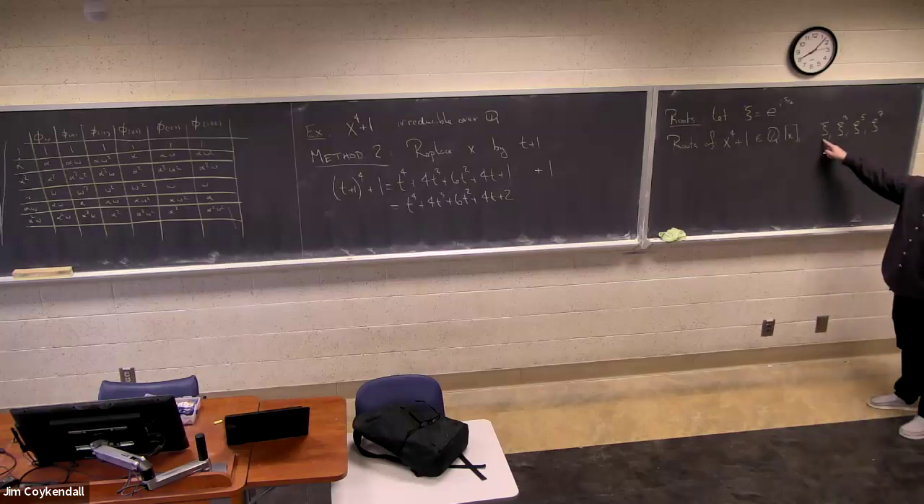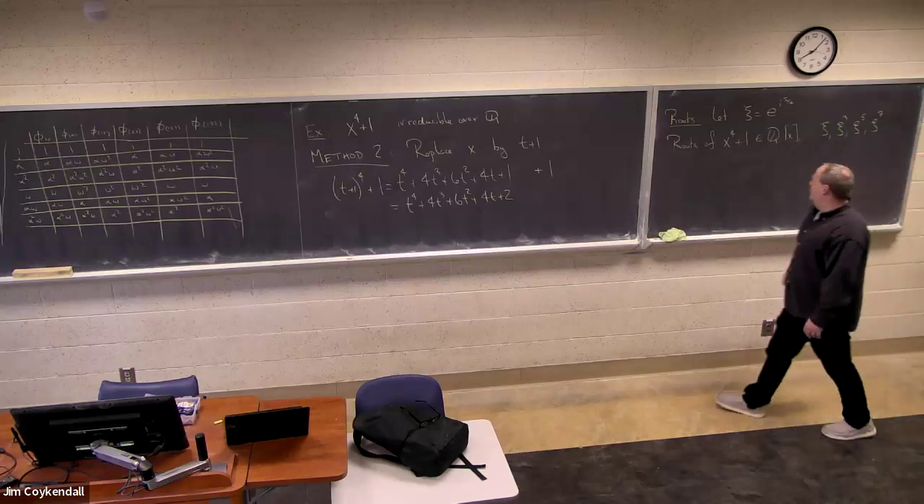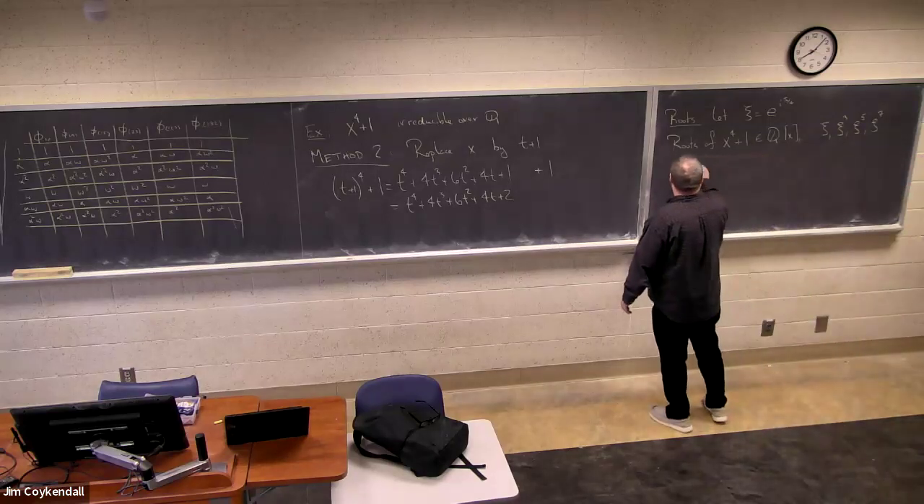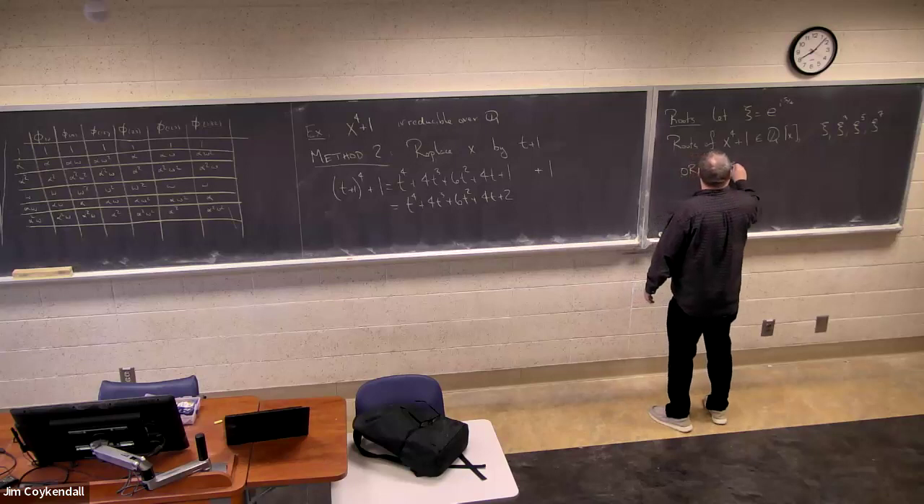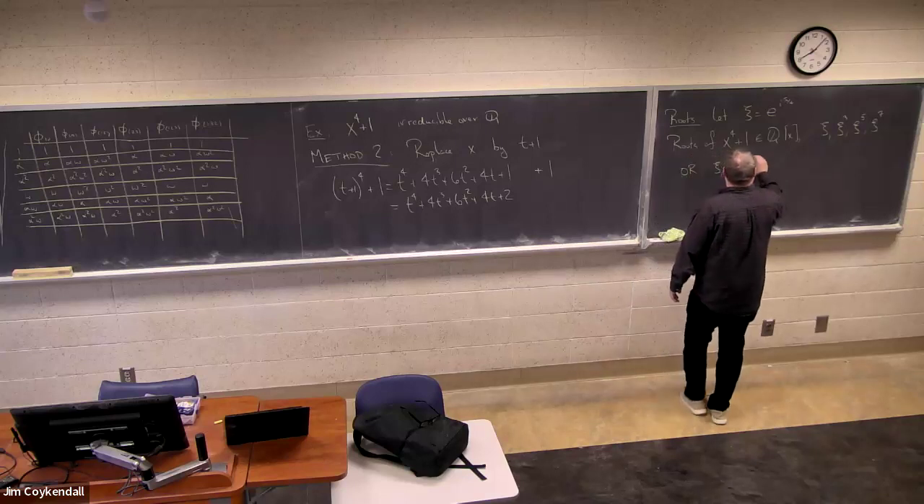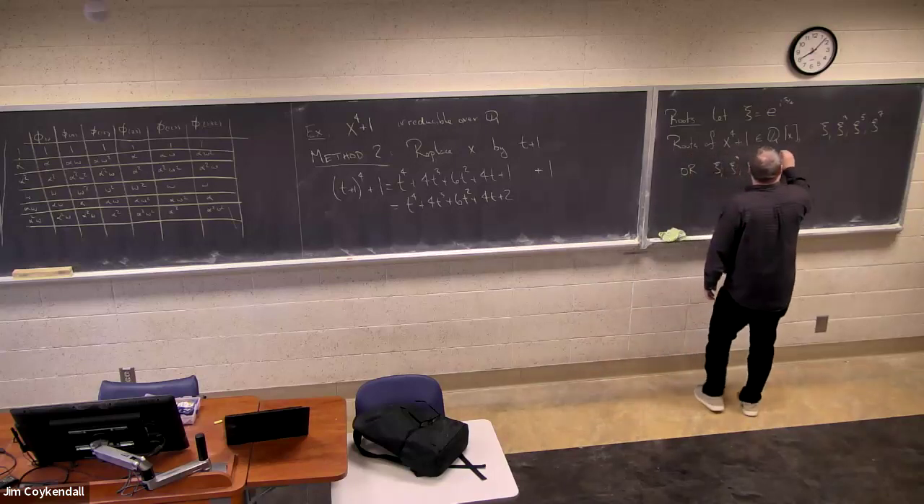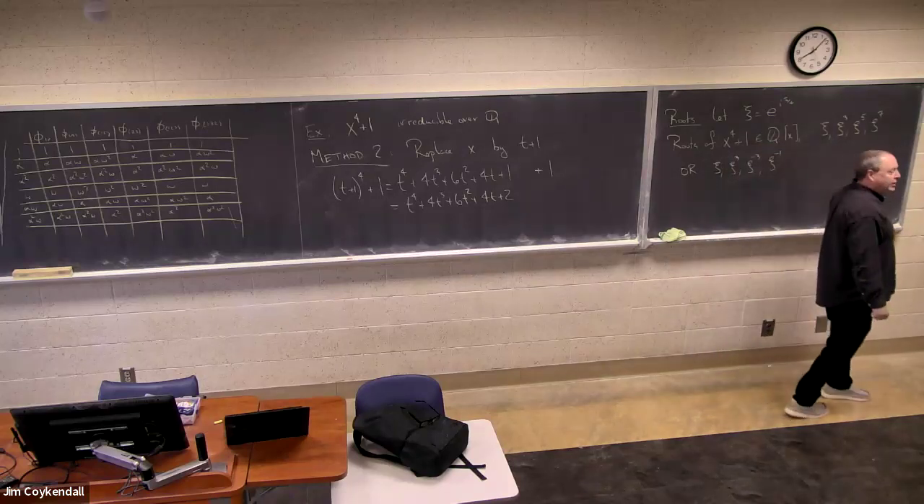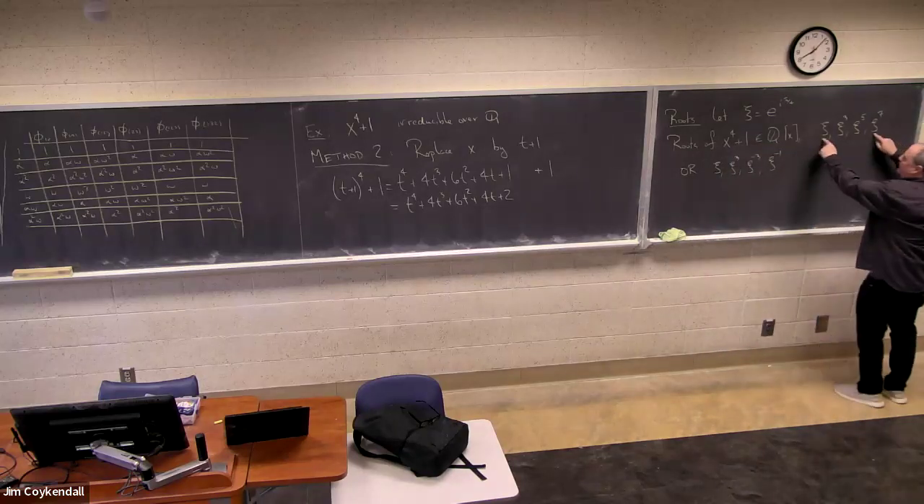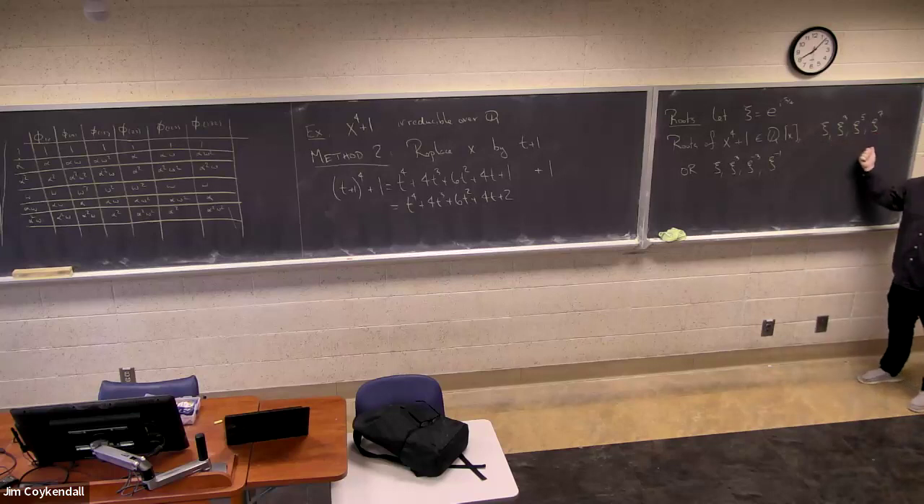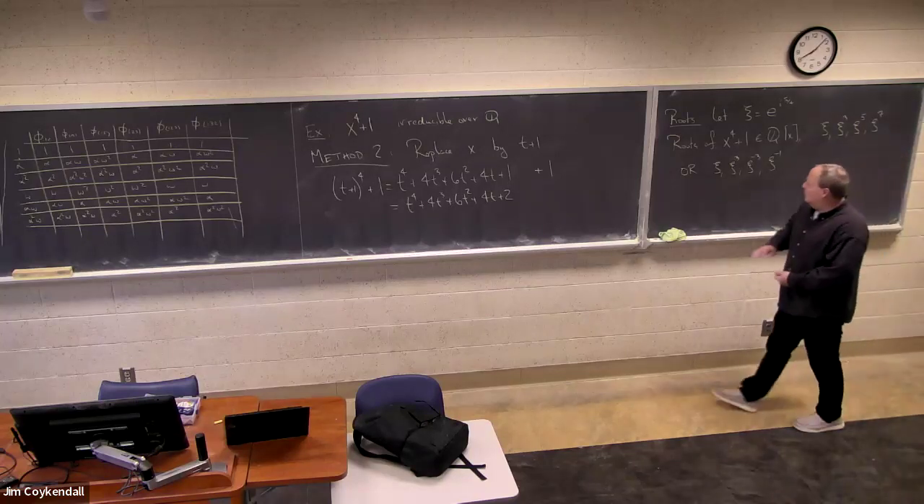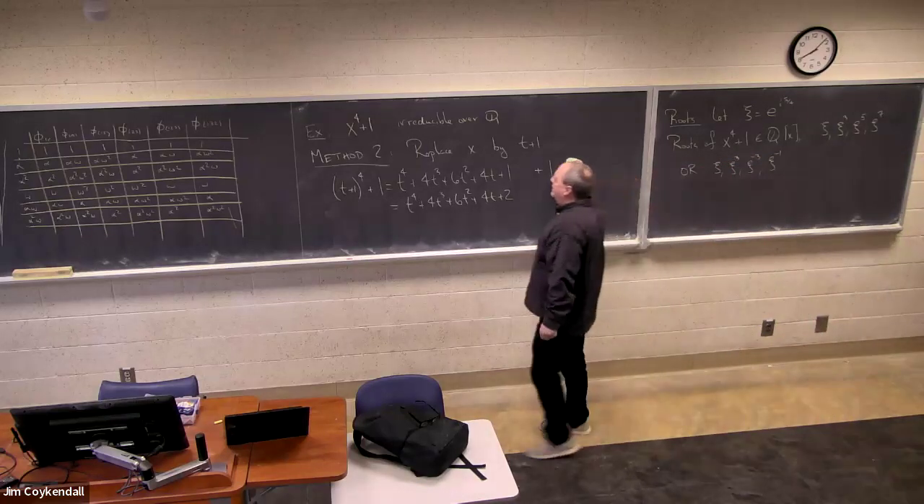This is easy: e to the I pi over 4, 3 pi over 4, 5 pi over 4, 7 pi over 4. Another way to do this is under a different name. You'll notice if I multiply these two, I get zeta to the 8th power, which is going to be 1. And same thing here. Everybody okay with that?